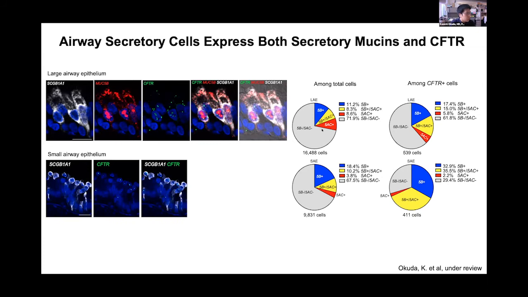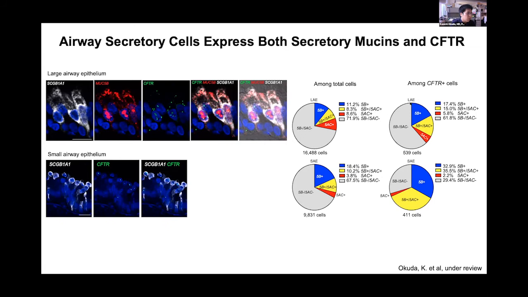And if we specifically look at MUC5B and MUC5AC, these are the two major secreted mucins in airways. In large and small airways, about 30% of total cells express either 5B or 5AC. And then these pie charts show the proportion of 5B or 5AC positive cells among CFTR positive cells in large and small airways.